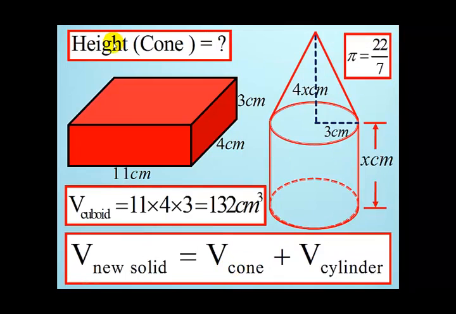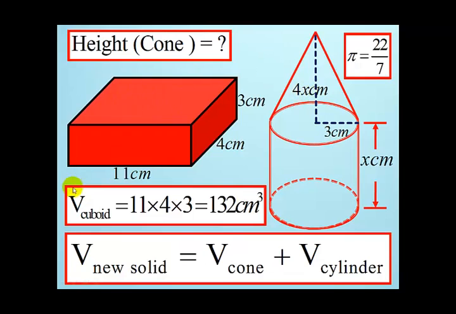Take note that we are calculating for the height of the cone. The height of the cone is 4x. But because x is not known, we have to calculate for x. How do we even calculate for x? Please look at this. This is the metallic cuboid.